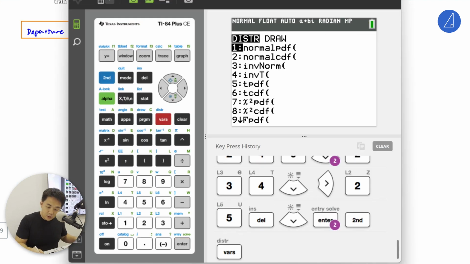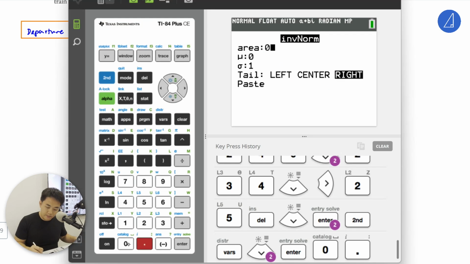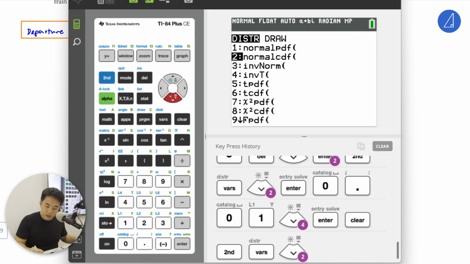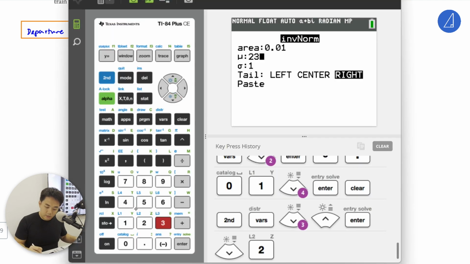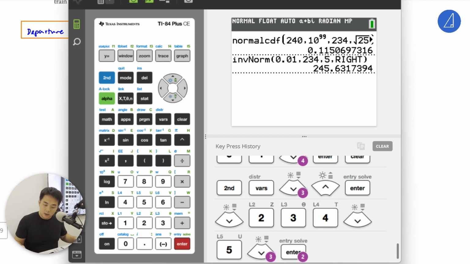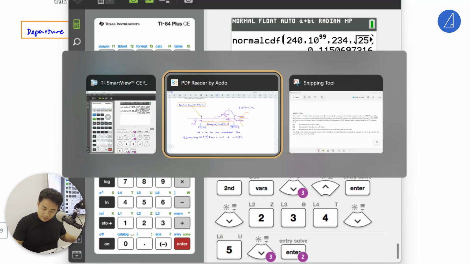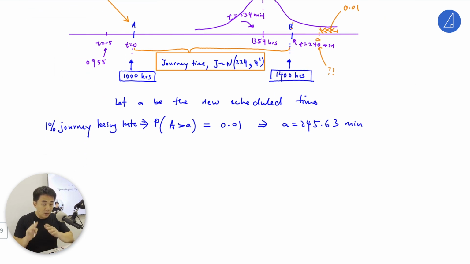So use inverse norm, 0.01, and then you put right tail. I need to key in the mean. So mu is 234, and then this will be square root of 25, which is 5. We get 245.6. This is the time when it's exactly 1% of journeys being late.